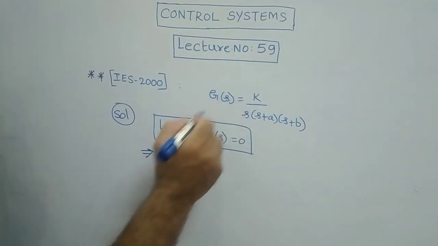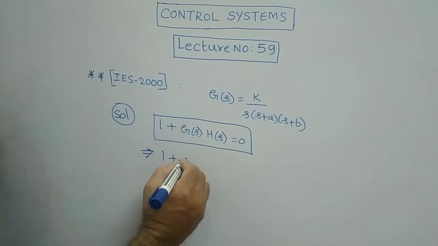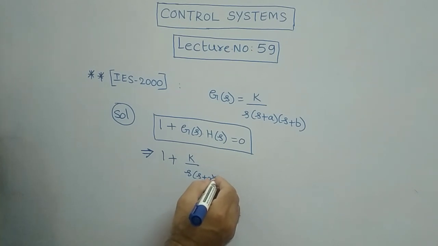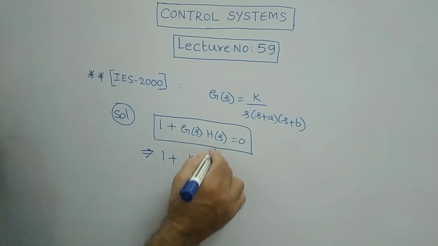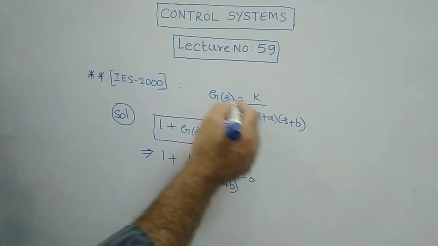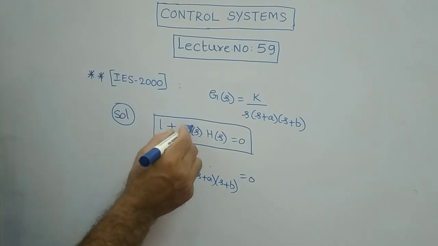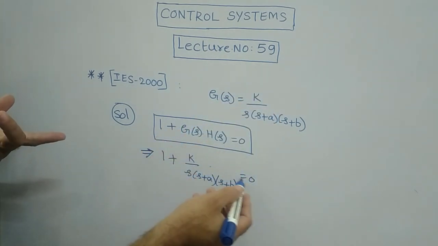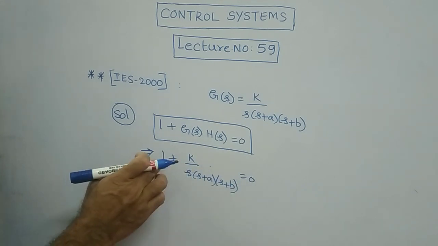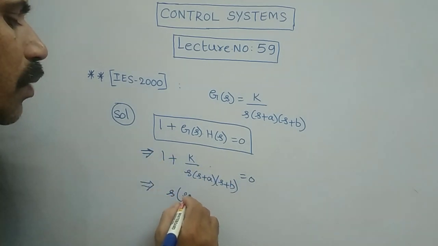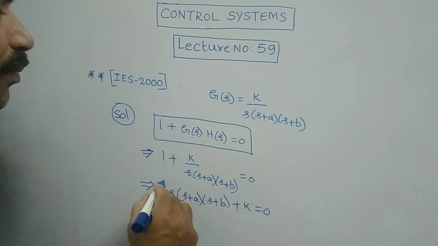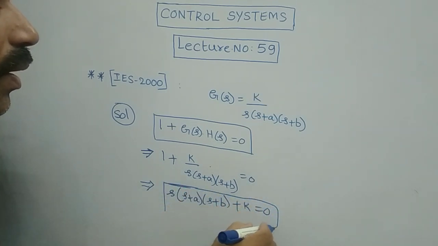If you substitute the given G of S value in this, then 1 plus G of S, which is K by S into S plus A into S plus B, into H of S, which is 1, equals 0. If you simplify further, the entire S into S plus A into S plus B is multiplied with 1, and you get S into S plus A into S plus B plus K equal to 0. That's it. This is your characteristic equation.